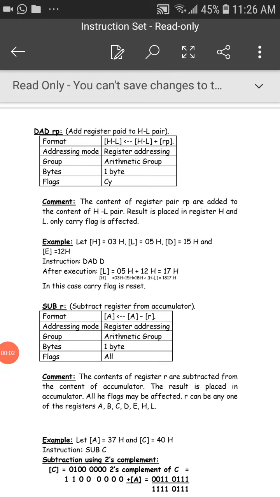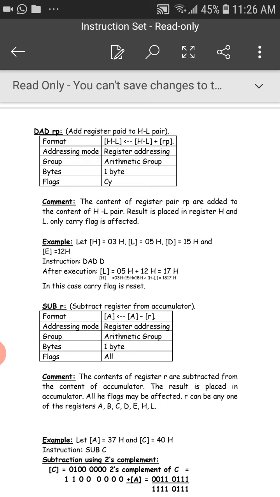So next is the DAD instruction. The next arithmetic instruction is DAD, that is, add register pair to HL pair. Format: the result is stored in the HL pair. So HL plus register pair, it is a register addressing mode.